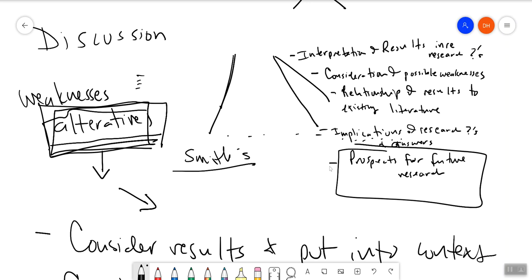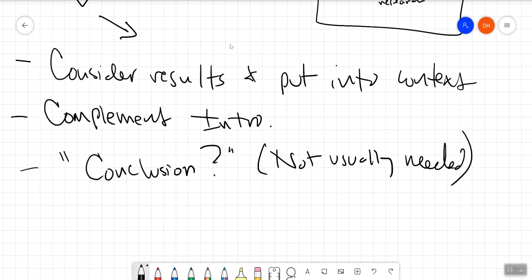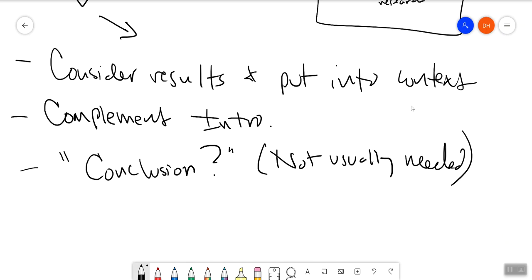in research papers. So all you're basically doing in the discussion is you're considering the results and you're putting them into context. Here, the context, that's the interpretation. That's where you are implying things, you're suggesting relationships between the data, the results, and their implications.